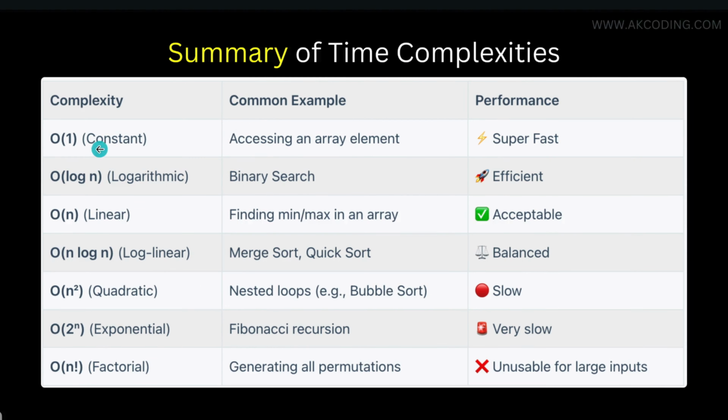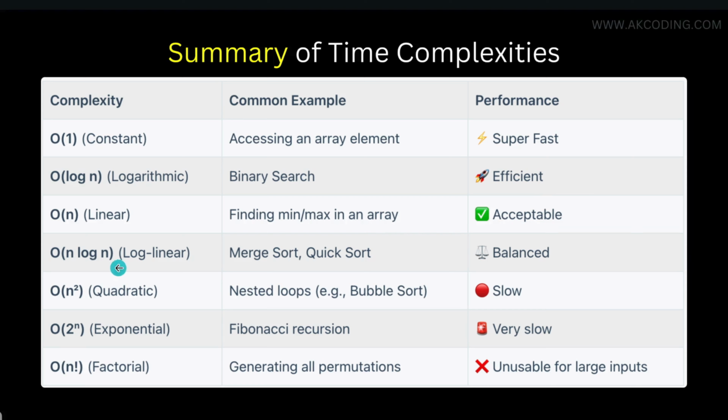Here let's see the summary. Constant time is super fast, and we always welcome such type of algorithm implementation. Number 2, O of log n, which is in the case of binary search, it is efficient. We can consider it a good algorithm implementation. Number 3, O of n, that is linear time. When we find the min and max element in an array, it is acceptable.